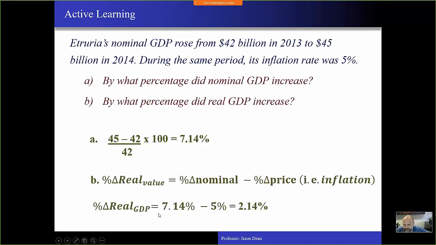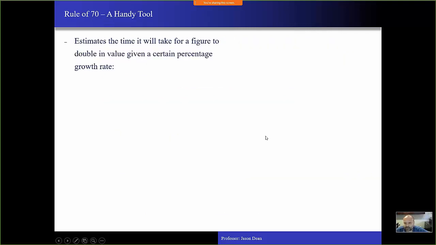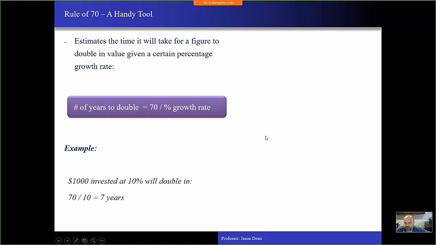To get that, we take the nominal, 7.14, minus the inflation. So it's 2.14%. There's another interesting tool or formula here that you should always remember. It's called the rule of 70. If you have something growing with a compound interest rate, for example, some money invested in the bank, you can also think of anything with growth.